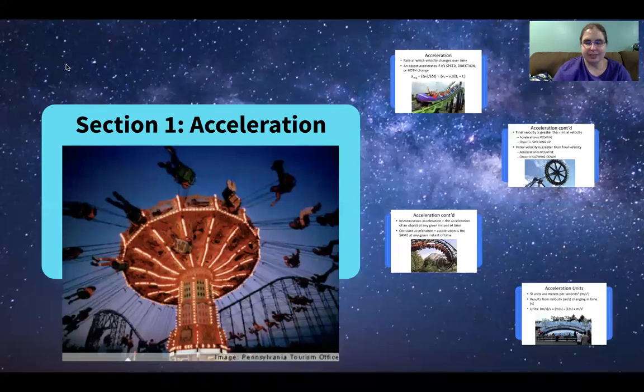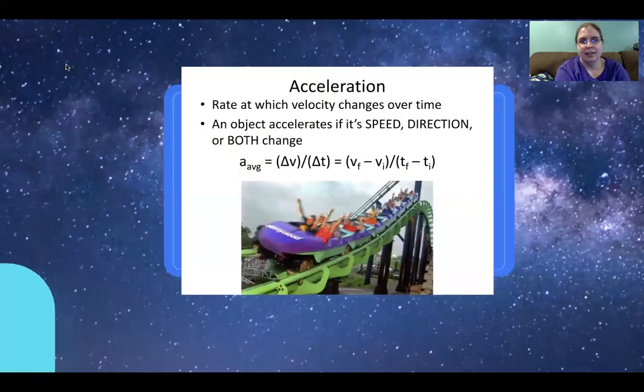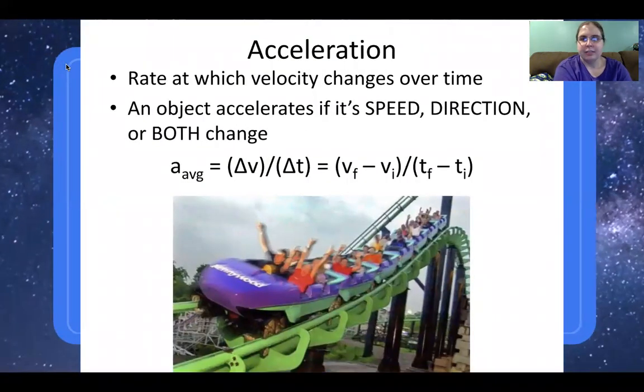So acceleration. This is section 1. Acceleration, the definition of it is the rate at which velocity changes over time. So remember, velocity is speed in a given direction. So therefore, an object is considered to be accelerating if it experiences a change in the speed.